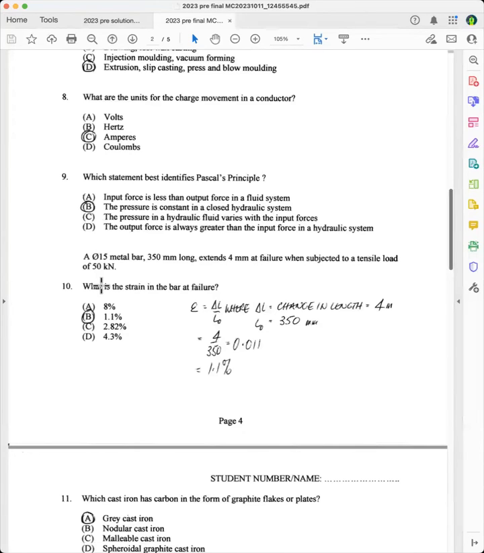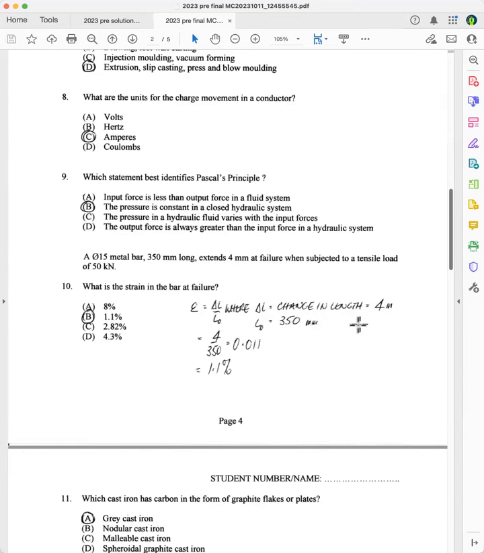A 15mm diameter metal bar, 350 long, extends 4 millimeters at failure when subjected to a tensile load of 50 kilonewtons. What's the strain in the bar at failure? So you write down your formula. Strain is the change in length over the original length. Make sure you realise that the change in length will be in the same units as the original length, so they cancel, so strain will be a ratio. And put your data down here.